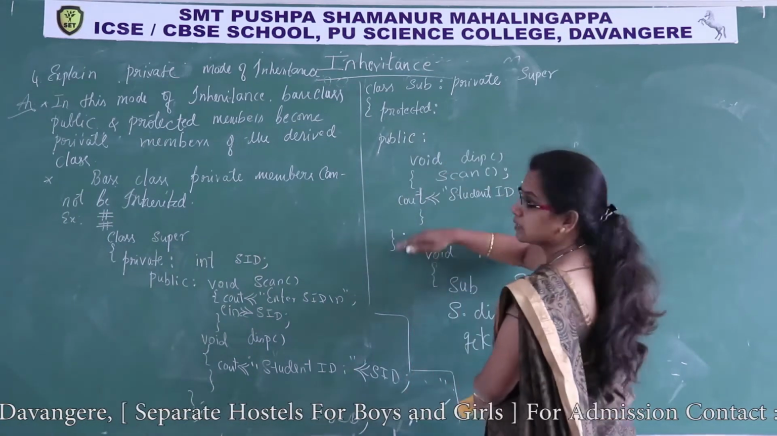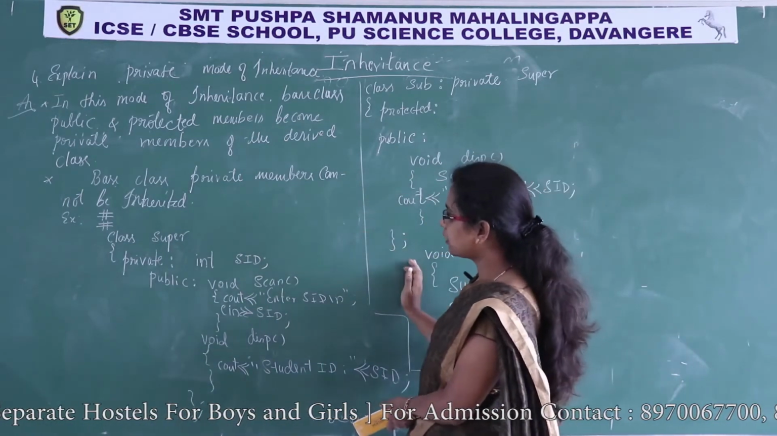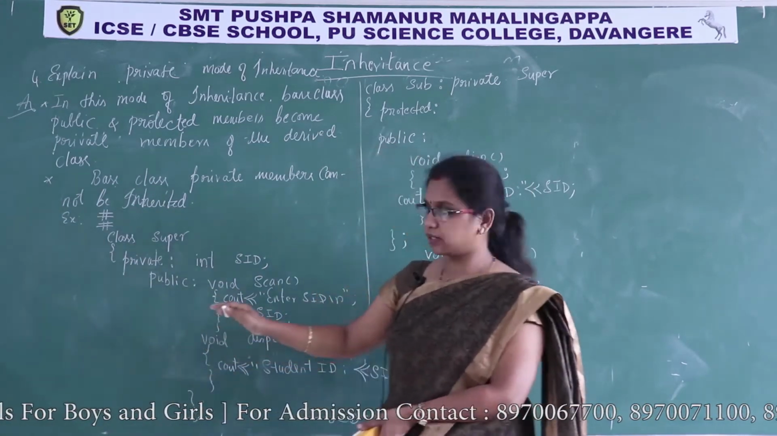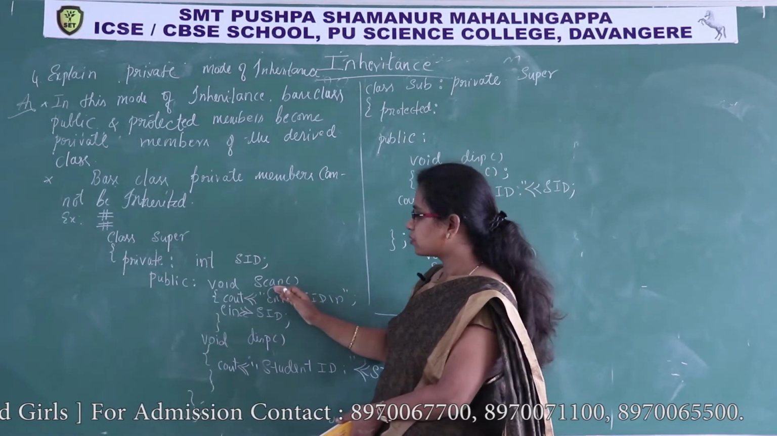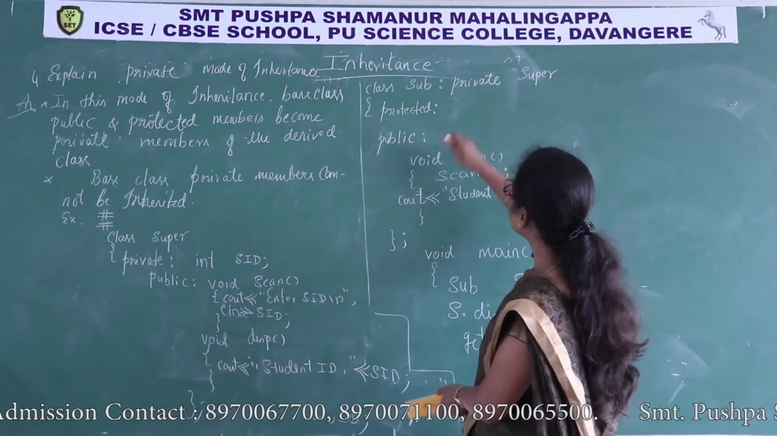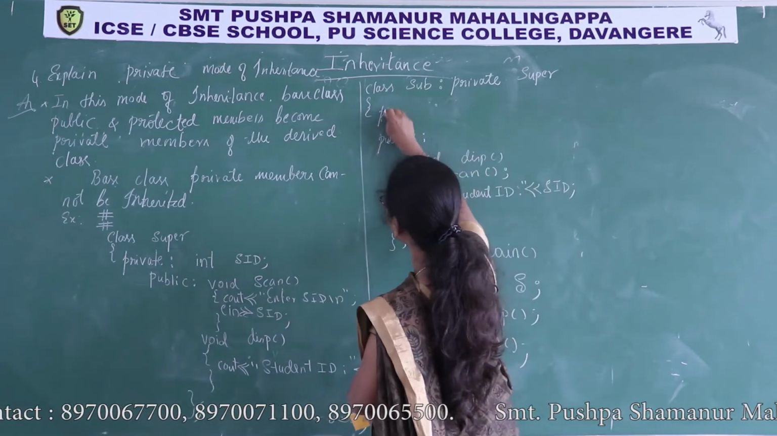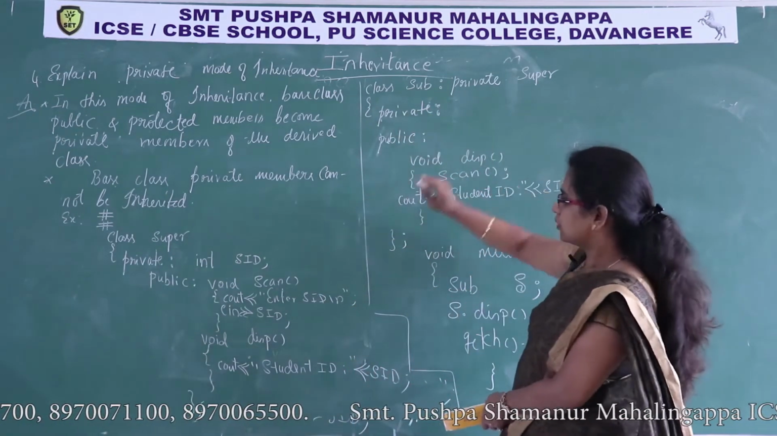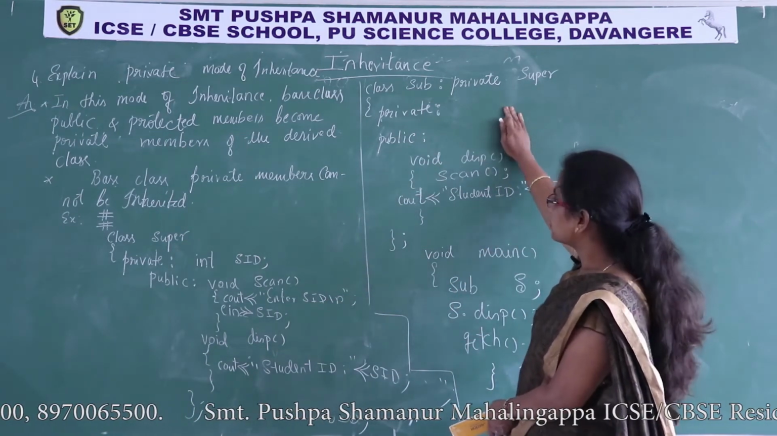So base class private members cannot be inherited to the derived class. So what are the things going to be inherited? Public and protected. In this example, I did not take a protected member, I had taken only private and public members. So public members scan and display, these two members are inherited to the private section of the derived class. I will take the private section here. Okay, now scan and disp functions go to the private section of the derived class.